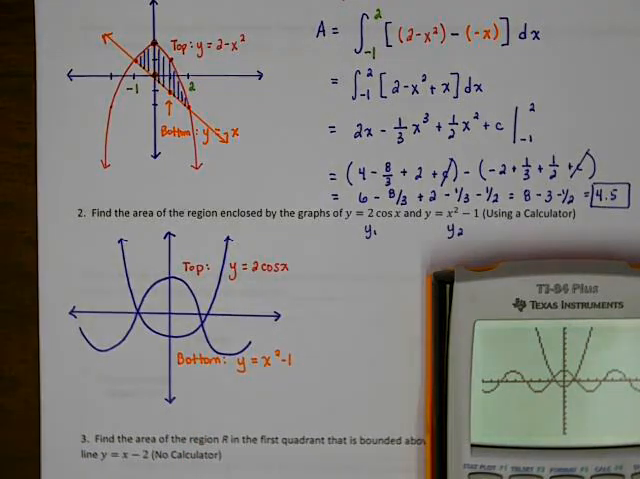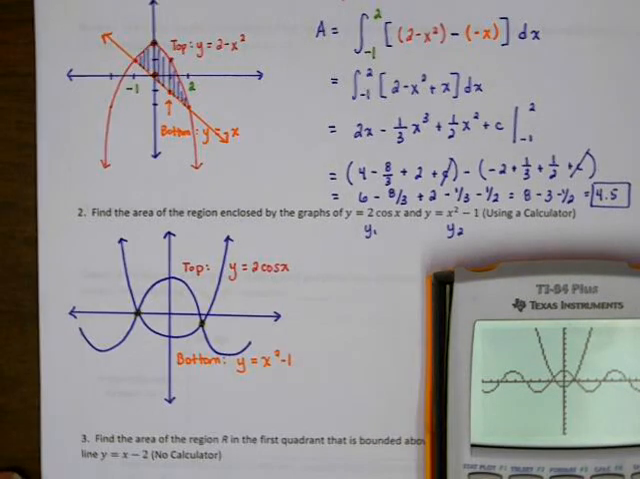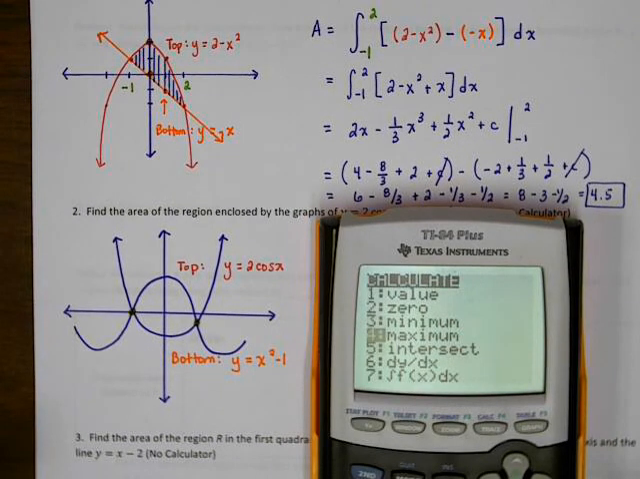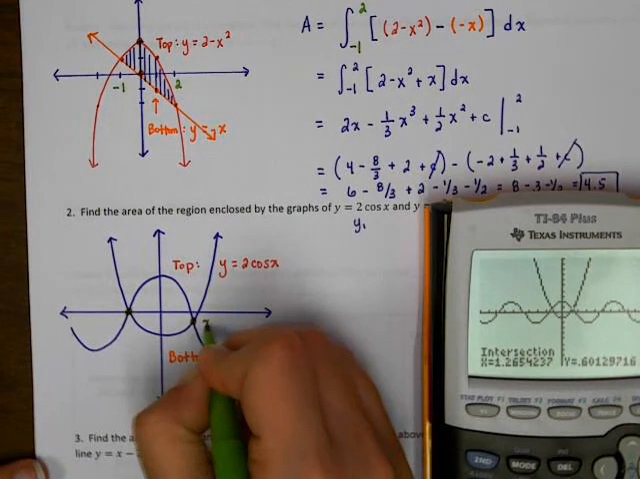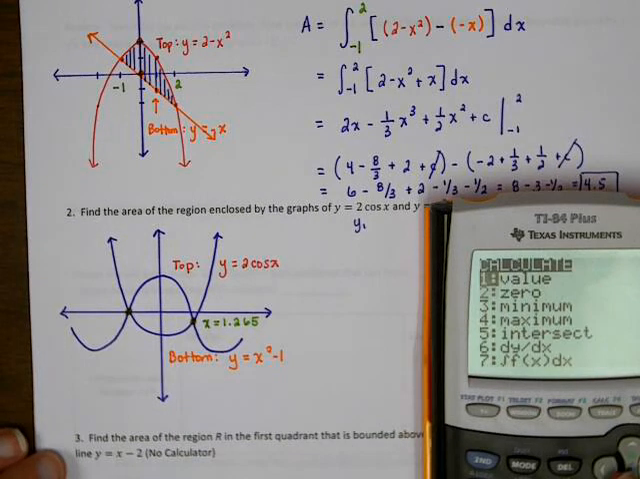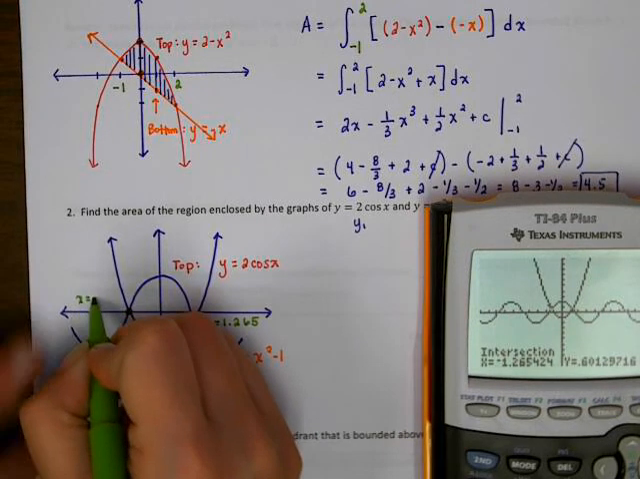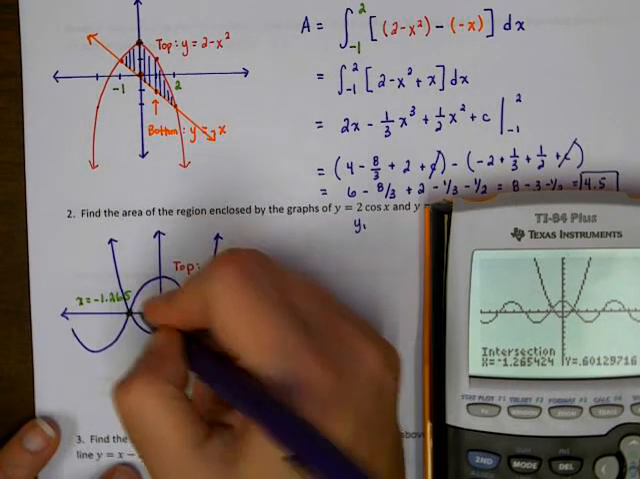I also need to know my intersection points. So I need to know this point right here and this point right here. To figure that out, I'm going to go ahead and use my calculator. Calculate my intersection. The first one I'm going to do is the positive one, which happens at x equals 1.265, and then I'm going to do the negative one, which happens at x equals negative 1.265. The region, again, that I'm interested in is here.